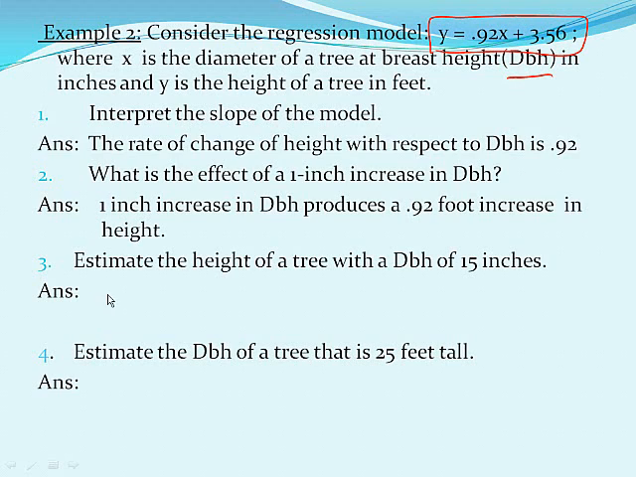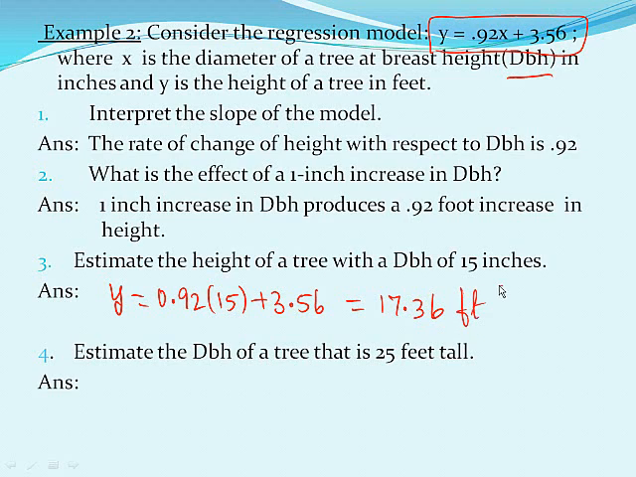Question 3. Estimate the height of a tree with a dBH of 15 inches. So height of a tree is y. Y equals 0.92. X value is the dBH. So we can substitute 15 for x plus 3.56. And when we simplify this, we will get 17.36, and y stands for the height of the tree, which is measured in feet. So the answer will be y equal to 17.36 feet.